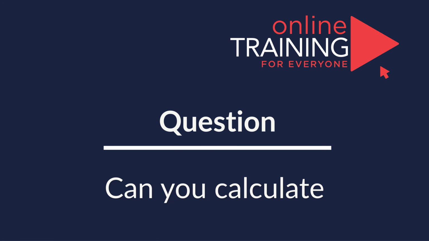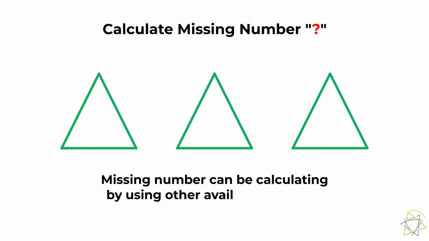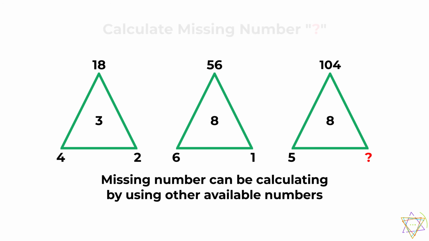Here's a very interesting question you frequently see on the test. You're presented with 3 triangles. Each of the corners of each triangle has numbers. For example, the first triangle has number 18 on the top, numbers 4 and 2 at the bottom, and number 3 in the middle. The second triangle has numbers 56, 6 and 1, and number 8 in the middle. The third triangle has number 104 on the top, number 8 in the middle, number 5 in the bottom left corner, and one missing number in the bottom right corner.